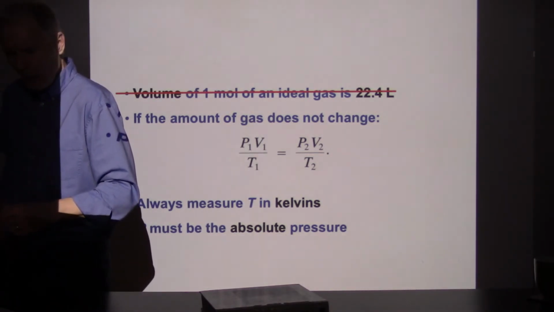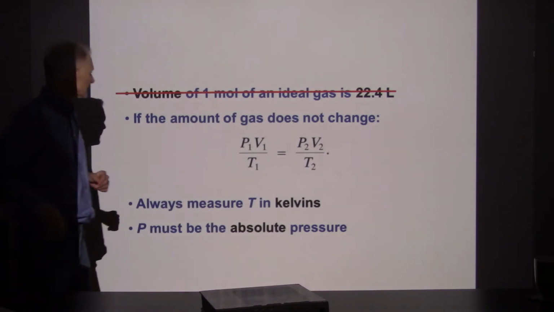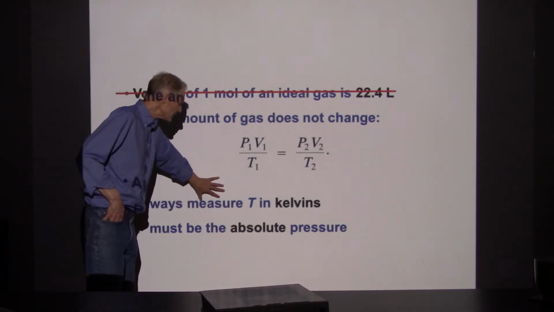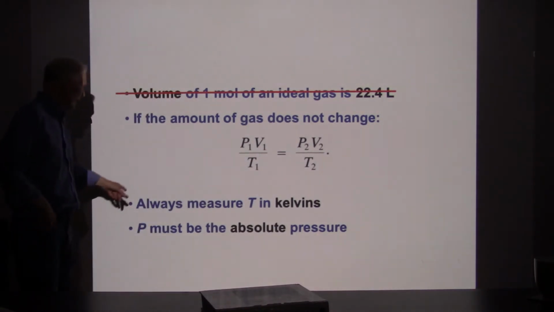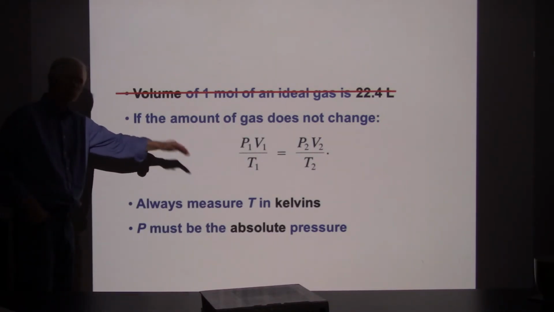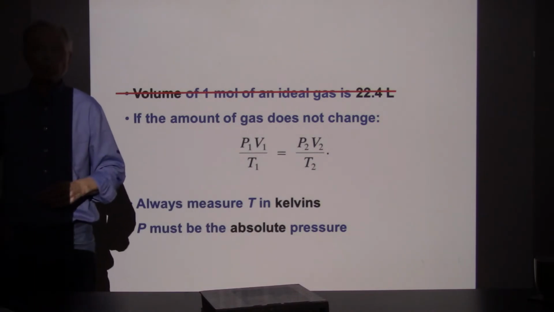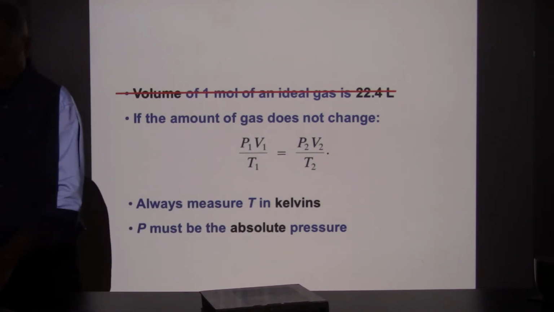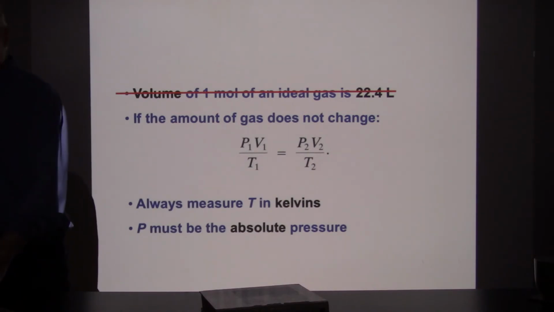Always measure T in kelvins. Yes, yes. And pressure needs to be absolute pressure also. That's absolutely essential. So the temperatures and the pressures have to be what we call absolute values.